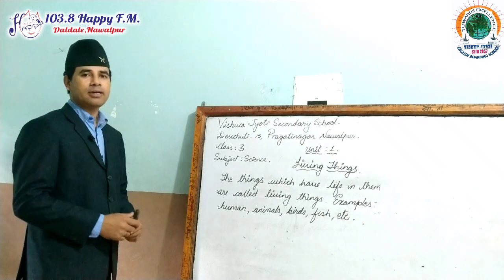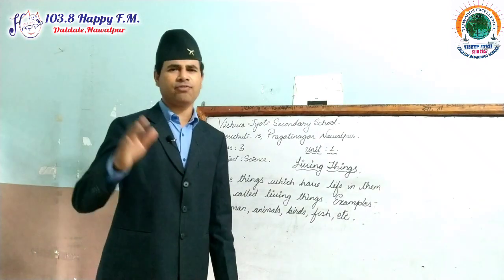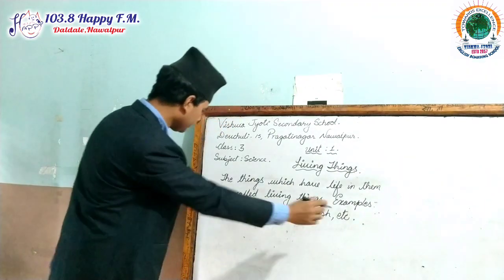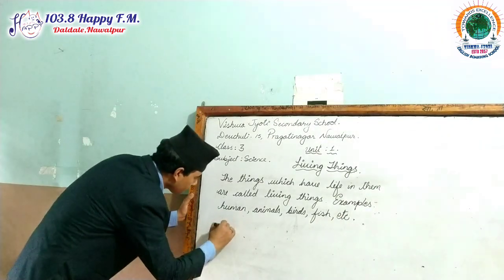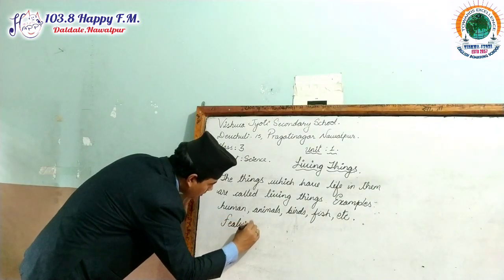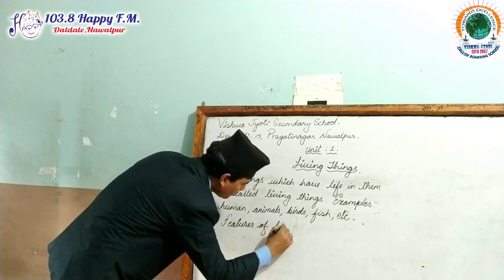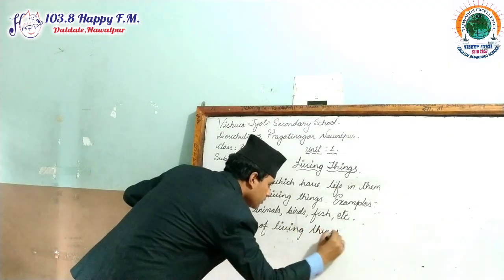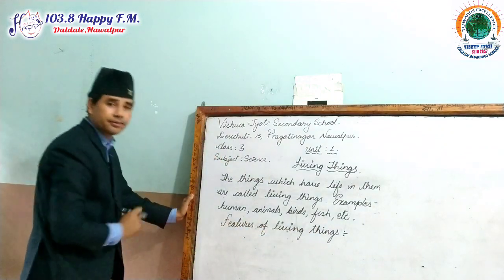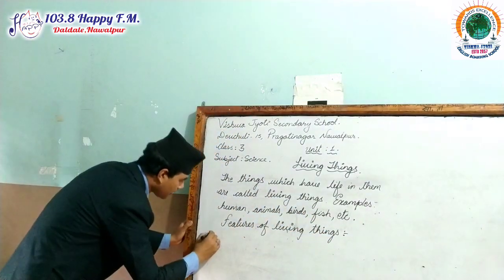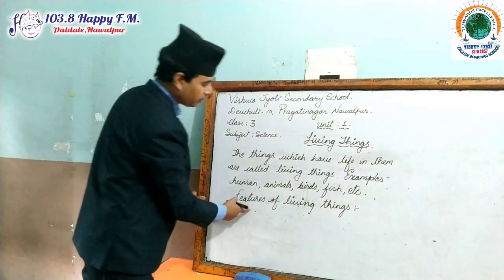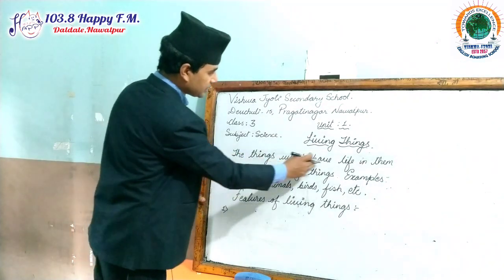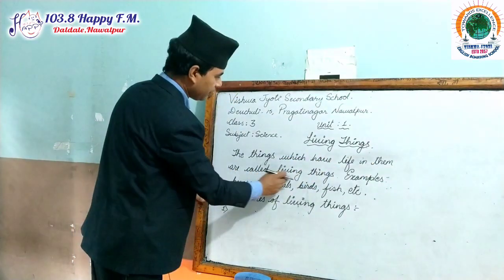Now I'm going to write down certain features. Today I'm going to tell you regarding certain features of living things. Now regarding the features of living things, here I am going to write down features of living things. I hope this one is clear. Features of living things. Now point number one, what do you think will be the features of living things? Students, the things which have life in them are called living things.